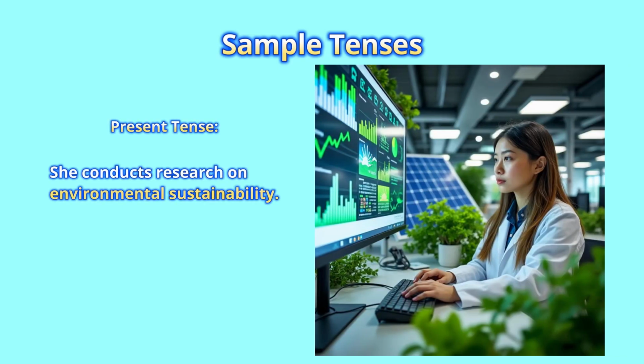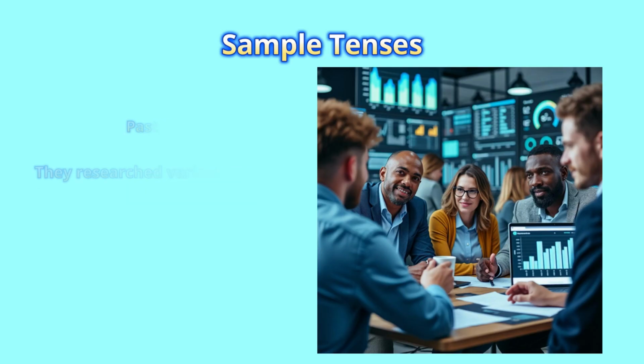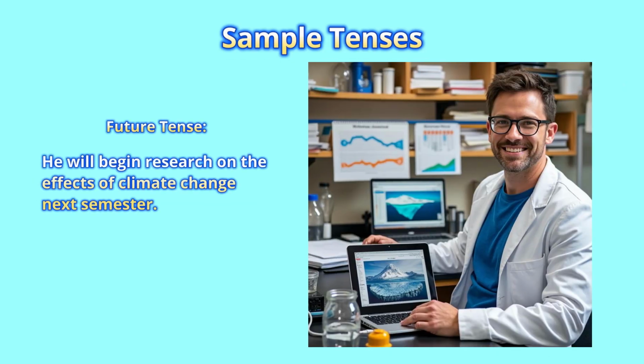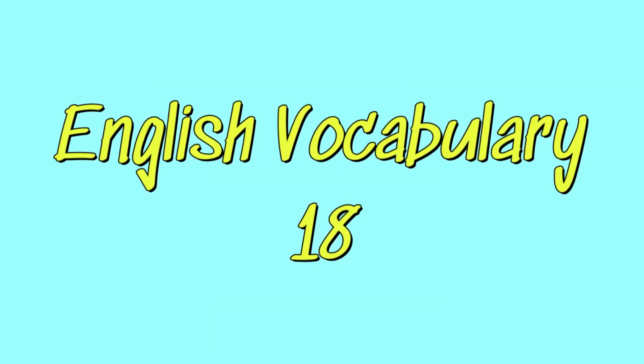Sample tenses. Here are examples of research used in different contexts. Present tense. She conducts research on environmental sustainability. Past tense. They researched various methods to improve efficiency. Future tense. He will begin research on the effects of climate change next semester. Summary. Research refers to the structured exploration and study of topics to generate new insights.